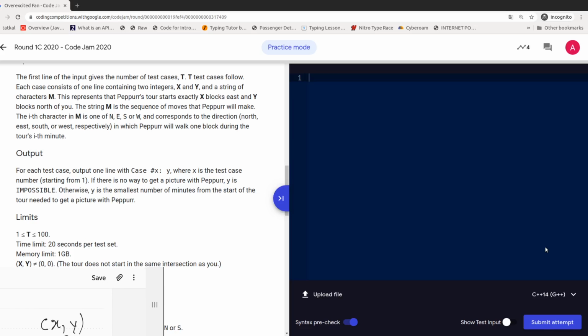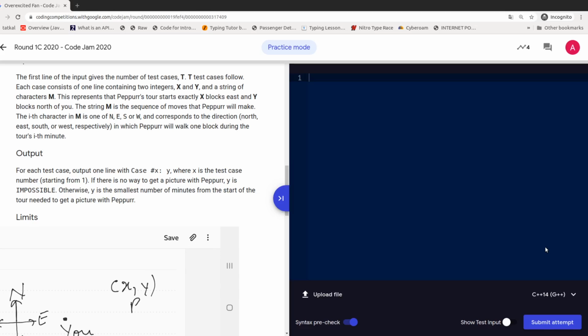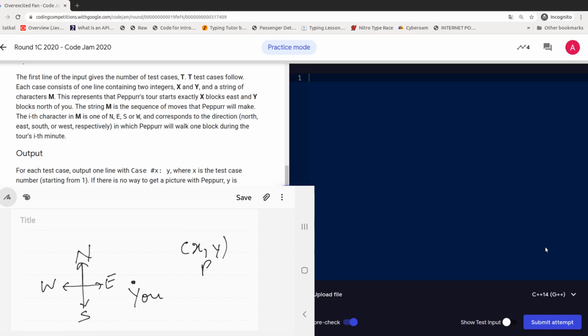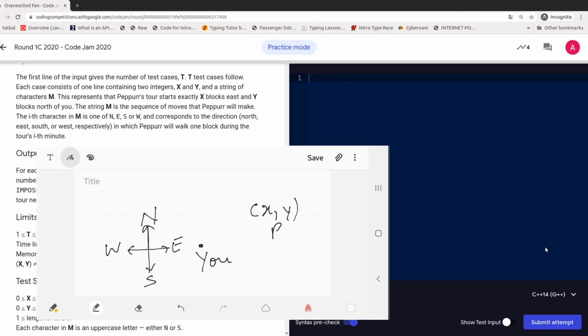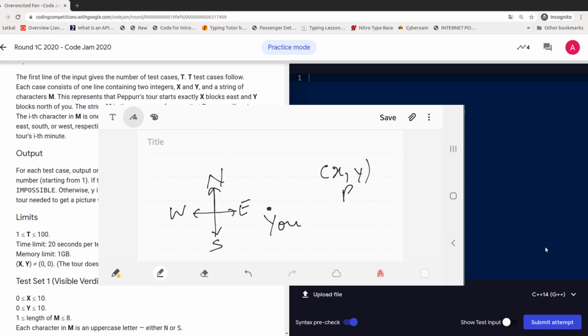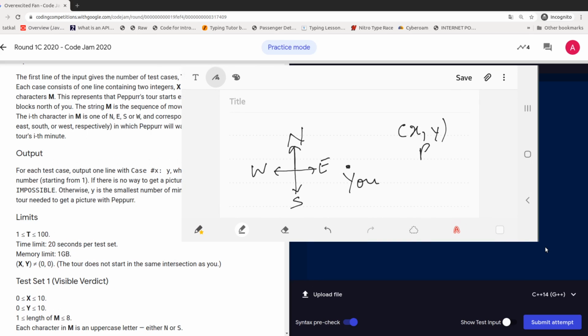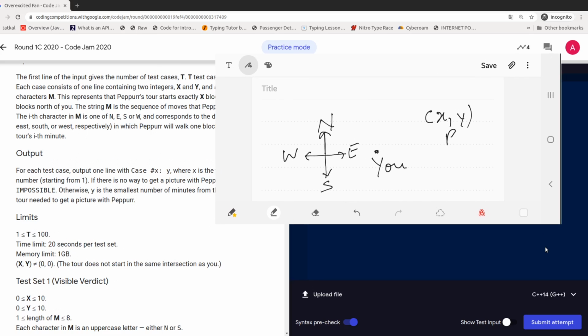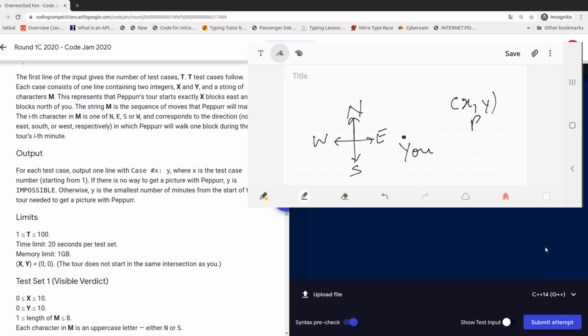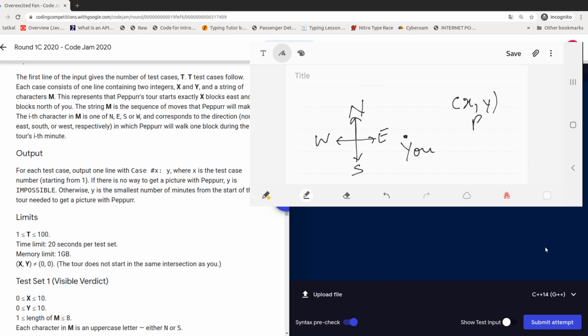In this problem, there is a person standing at position x, y with respect to your position, and you can move in any of the given directions: north, east, west, south. The directions of the person's moves are already given, and you have to reach, or rather meet, that person in the least possible time. The output of the code should be the time at which you are going to meet the person.